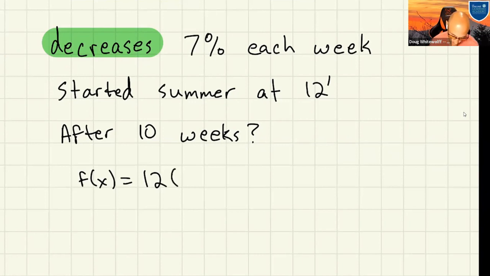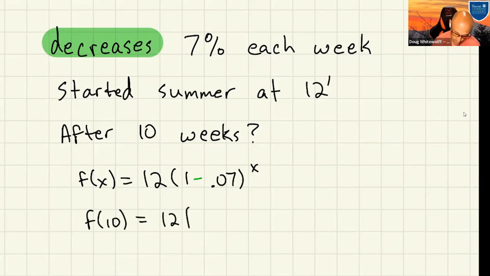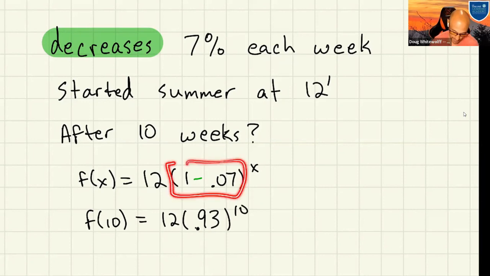So remember, it's 1 minus 0.07 to the x. And then after 10 weeks will be f of 10, as you suggested, which will be 12 times the quantity 0.93 to the 10th power. So I just took that 1 minus 0.07 to get the 0.93. So we can see that it's decreasing. So whenever it's a decreasing exponential function, we're going to use subtraction here. And then this is going to end up being less than 1.